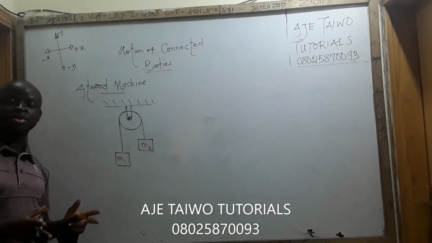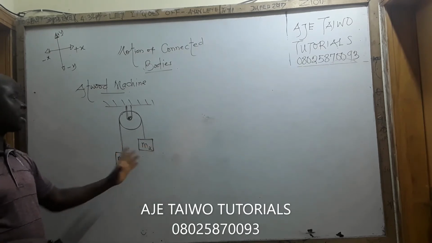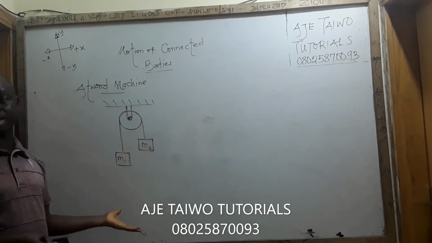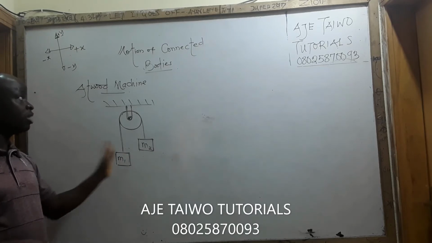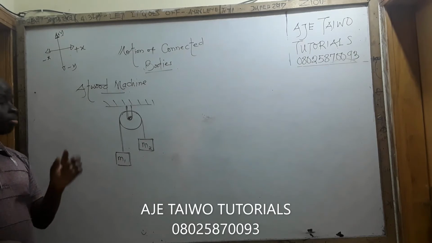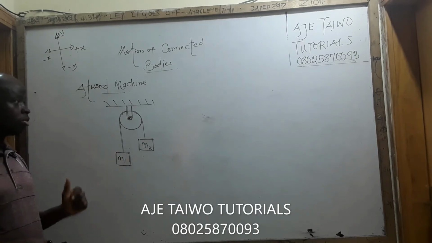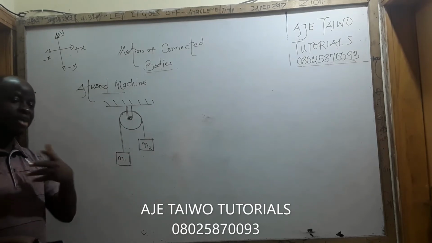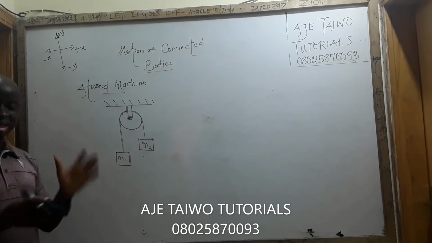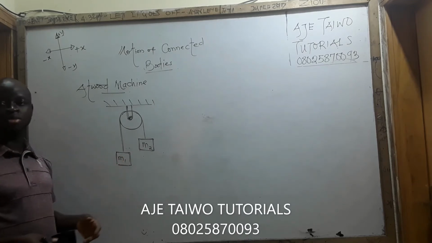An Atwood machine consists of suspended masses. You can have more than one mass suspended. You can have 3 masses suspended. We are dealing with just two bodies which are connected. You don't want to go beyond 2 bodies. You can have 3 bodies, you can have 5, you can even have 20 bodies connected together. But the same principle will be followed. Once you detach the bodies, tension must follow.